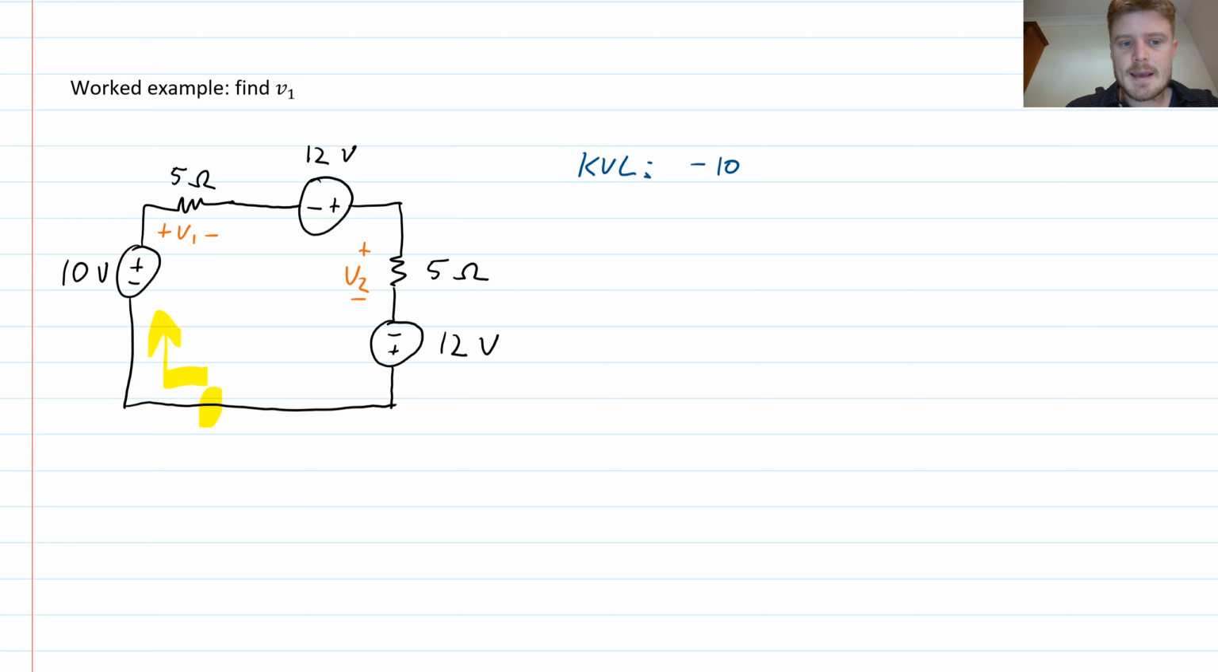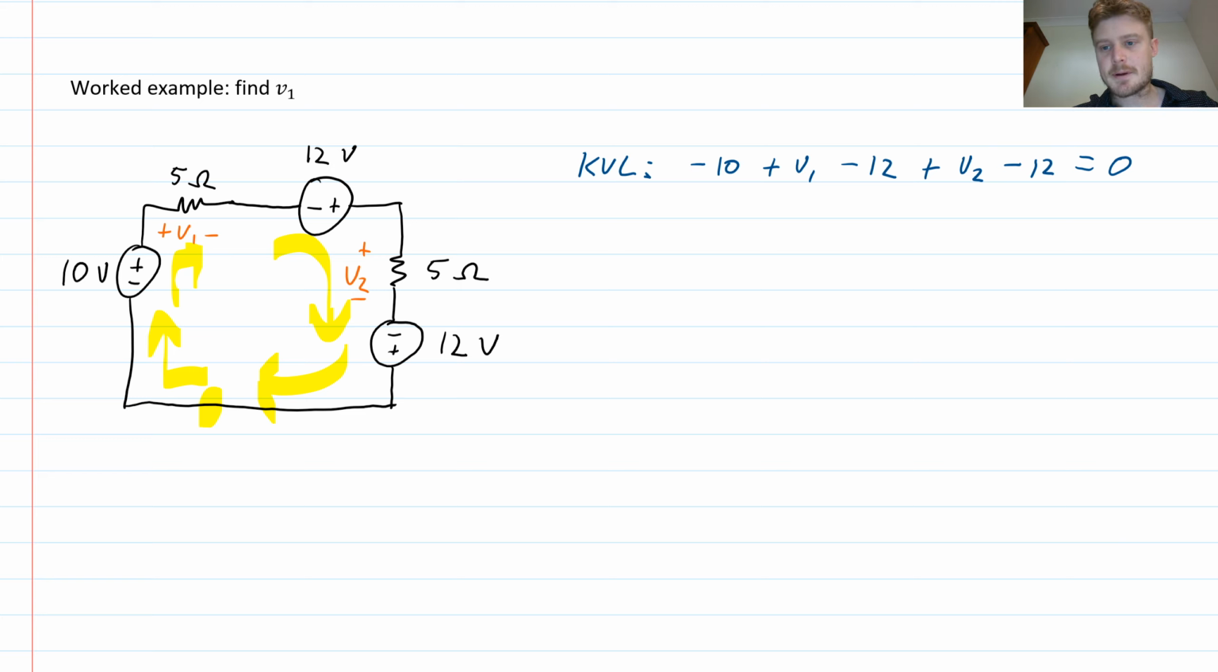So writing Kirchhoff's voltage law here, I approach the 10 volt source from the negative side. So I would write negative 10. I approach my voltage V1 from the positive side, continuing around the loop, so I write plus V1. Next, the 12 volt source from the negative side, so that's minus 12. Then V2 is positive, and then I have minus 12 because I continue around my loop and approach that 12 volt source from the negative side. And then I'm back to where I started. So I am finished with writing KVL, so I say equals 0.